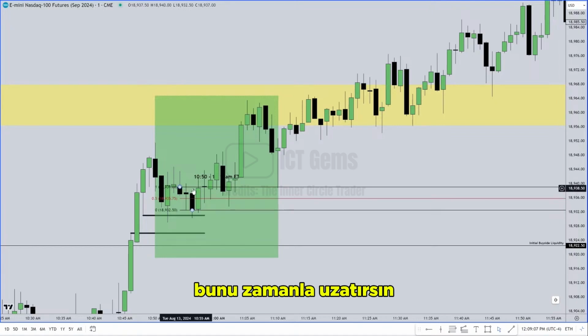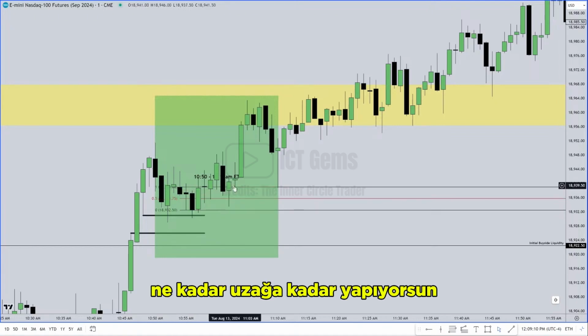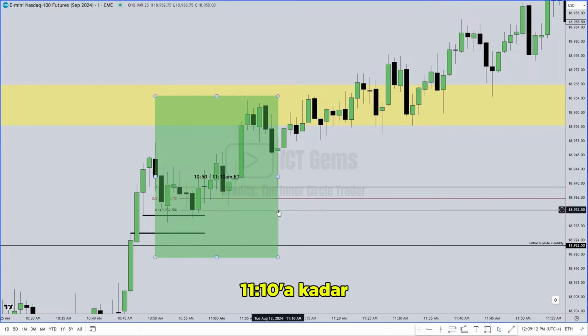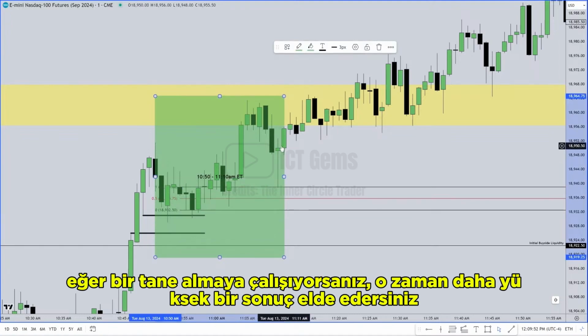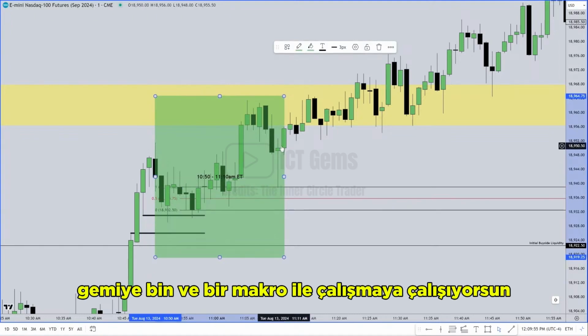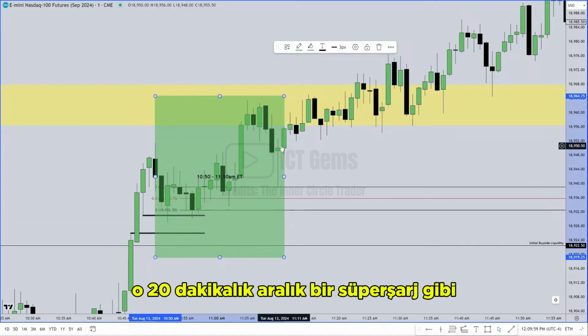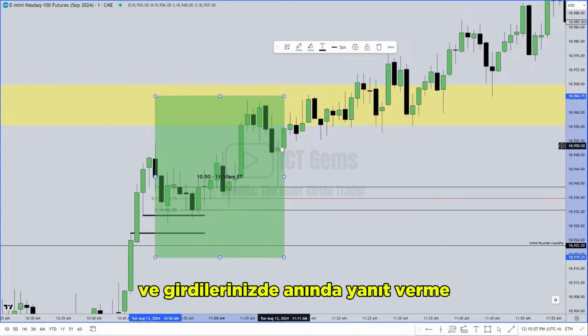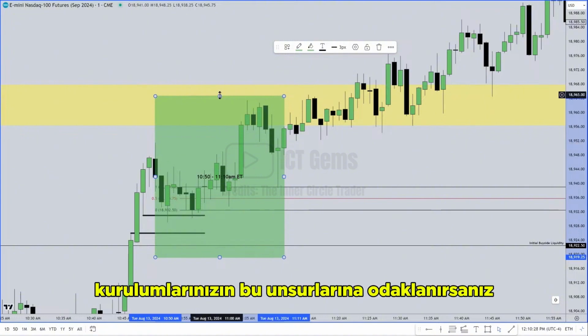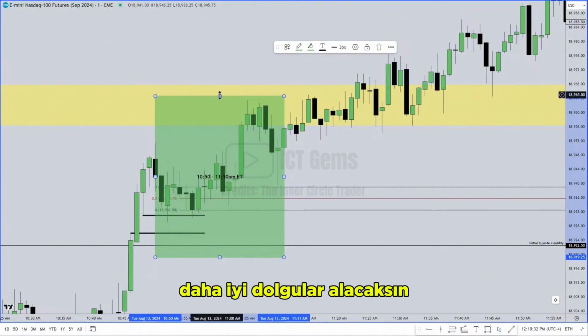You extend that through time. How far do you do it? All the way till 11:10. Trades right back down into that opening price. Bang. Then it delivers higher. If you're trying to get on board and you're trying to work with a macro, because a macro, that 20-minute interval is like a supercharger for efficiency and immediate responsiveness in your entries. If you focus on these elements of your setups, you're going to get the better fills.